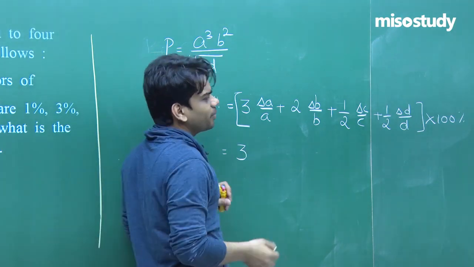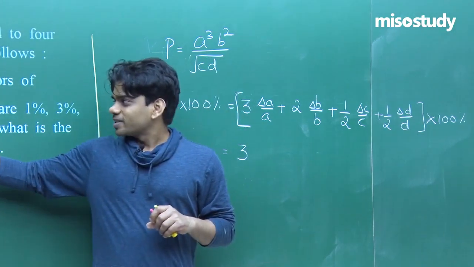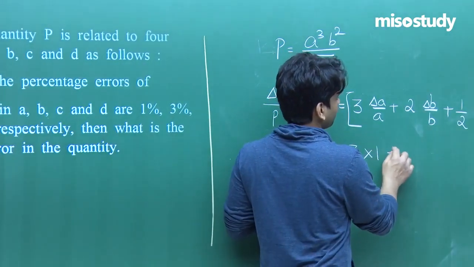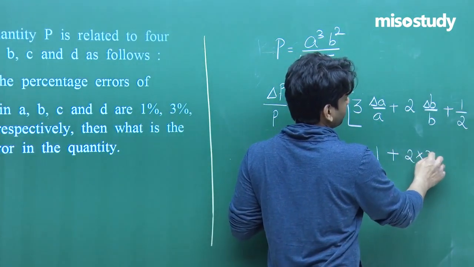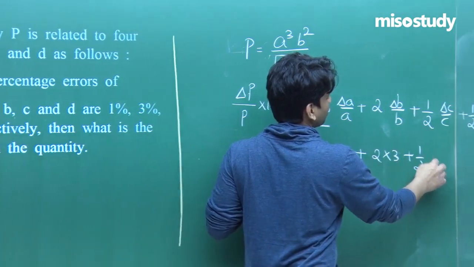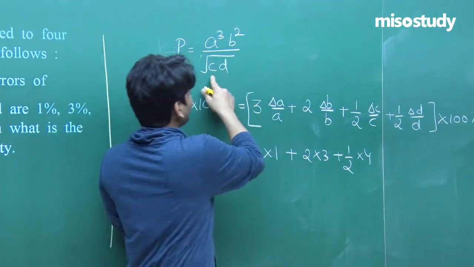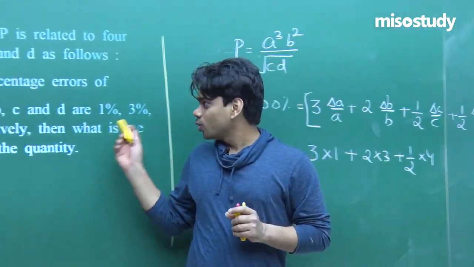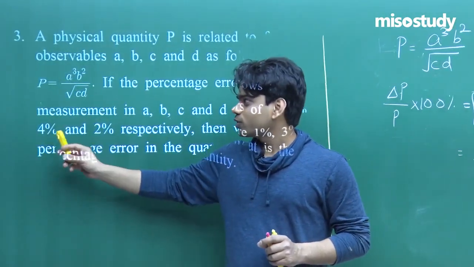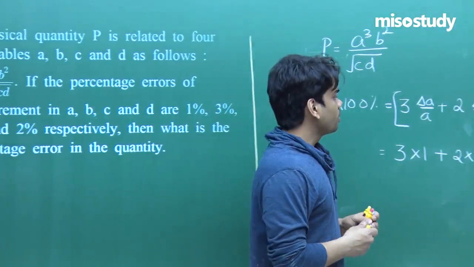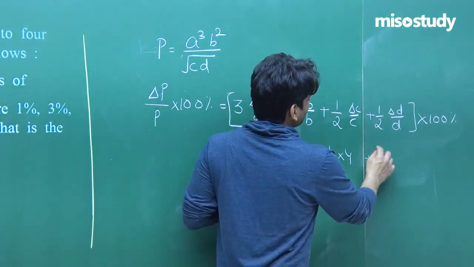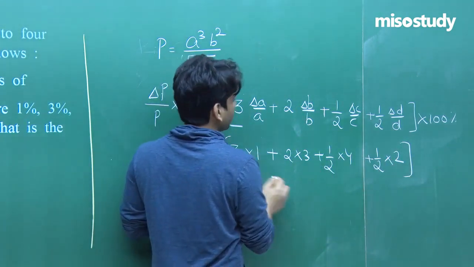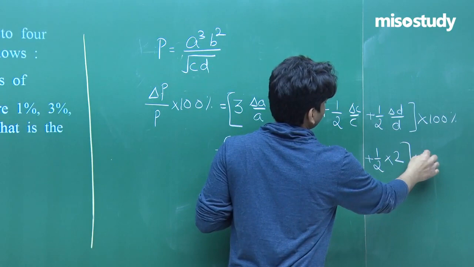3 times delta A by A. Percentage in A is 1, in B it's 3. So here it will be 1 plus 3 plus half times of 4. It doesn't matter whether it's under root. It's under root only for this coefficient. We don't do under root of this 4, understand, don't do under root of this 4, don't do under root of this 2, plus half into 2. This is the value that we will be obtaining as the percentage error.